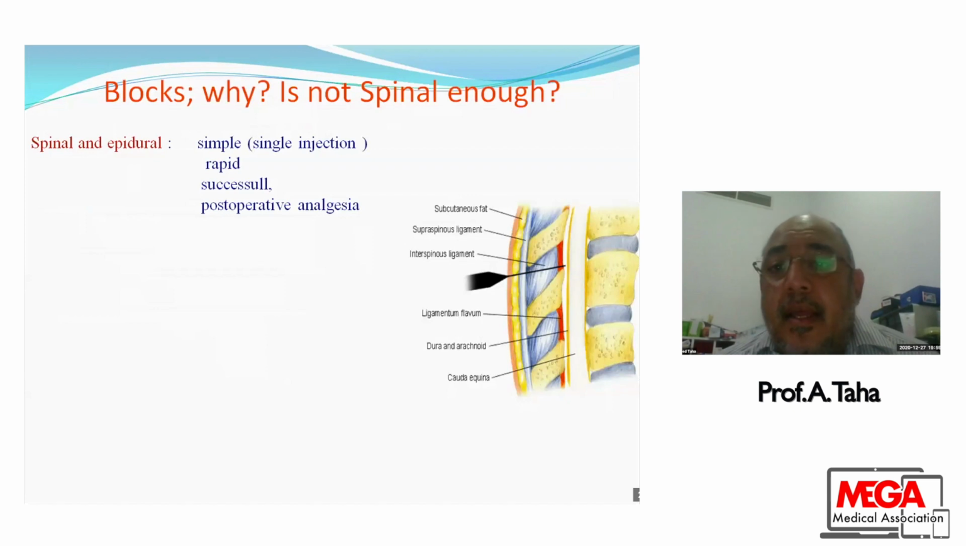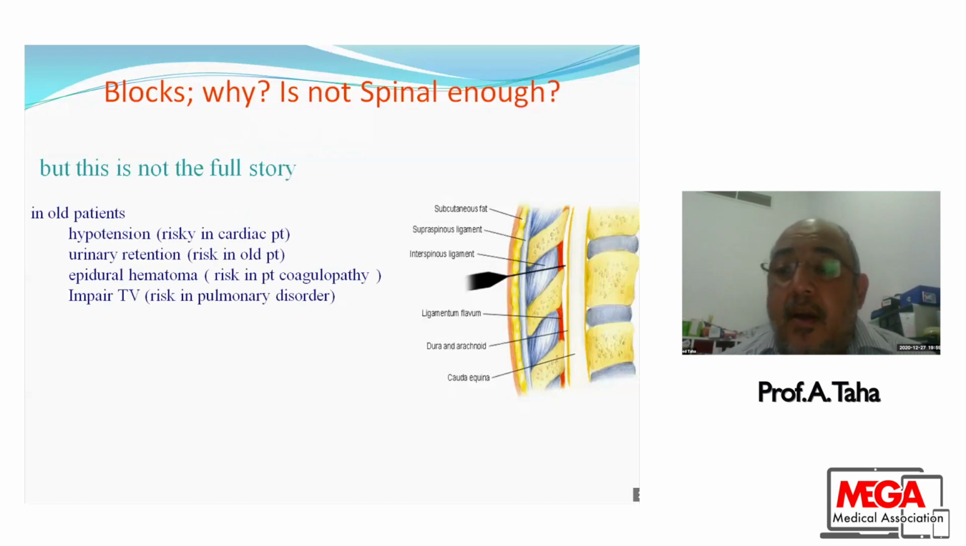First of all, for lower limb surgery, isn't spinal enough? Spinal is a very wonderful technique. It's simple, a single injection, with rapid onset, very successful, and it provides some post-operative analgesia. However, in some risky patients, the spinal blocks the autonomic fibers, and this is very risky in cardiac patients, especially those with fixed cardiac output. Also, blocking autonomic fibers results in retention.